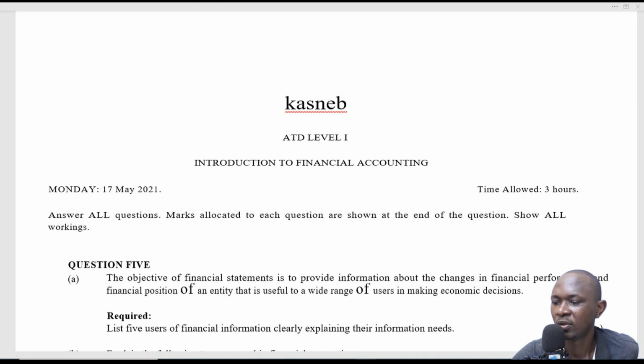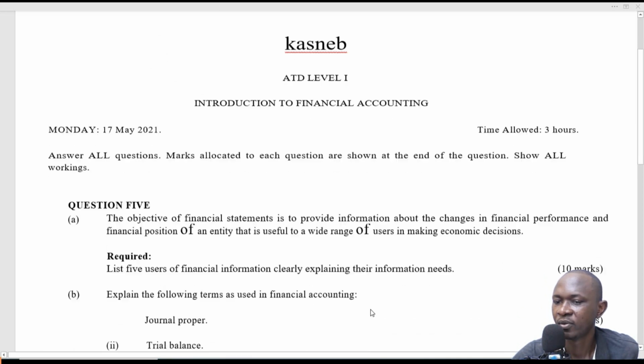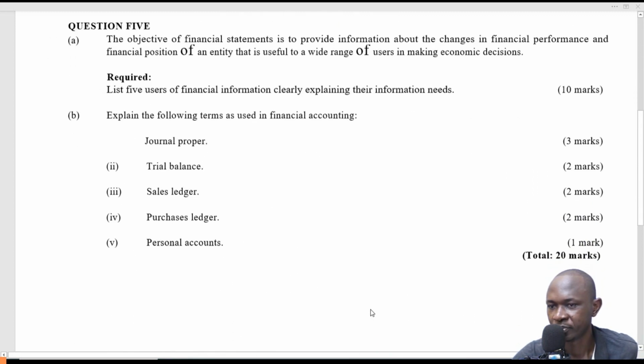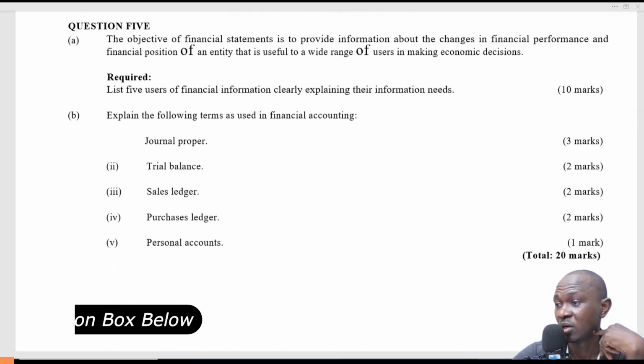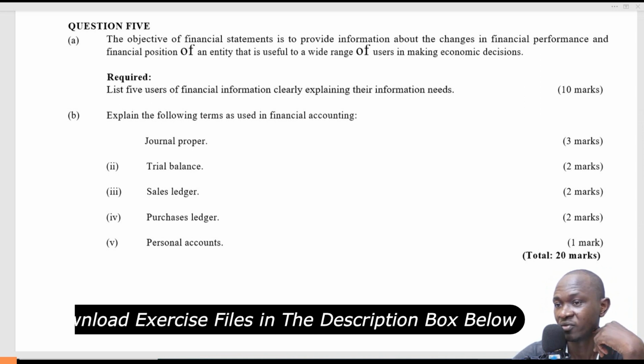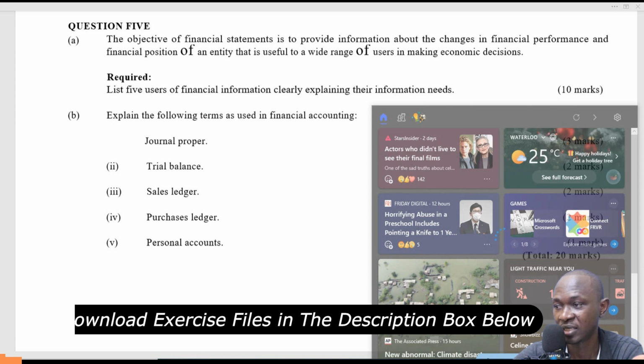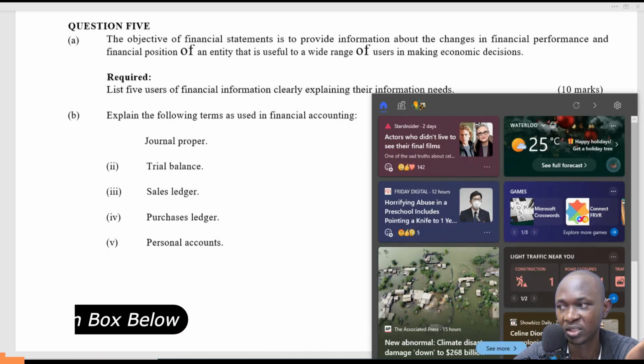This is question 5, May 2021 ATD paper, and it's a theoretical question, so we'll go through it very fast. The objective of financial statements is to provide information about the changes in financial performance and financial position of an entity that is useful to a wide range of users in making economic decisions.